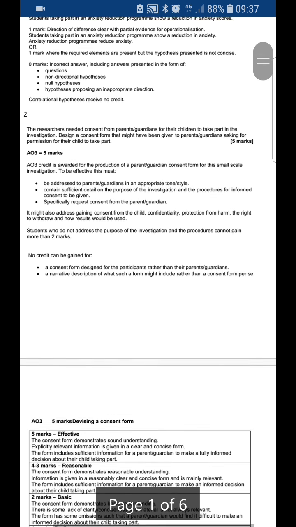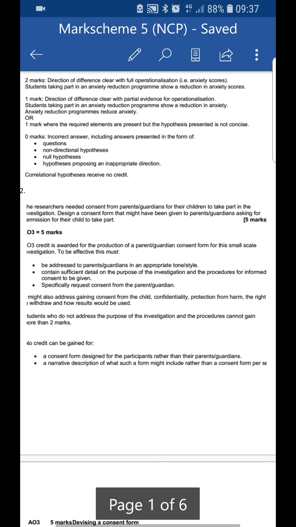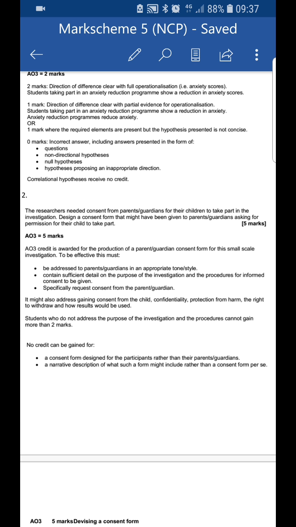So we can see here that for 5 marks in total, the consent form has got to be addressed to the parents' guardians, but it's also got to be done in an appropriate tone or style.